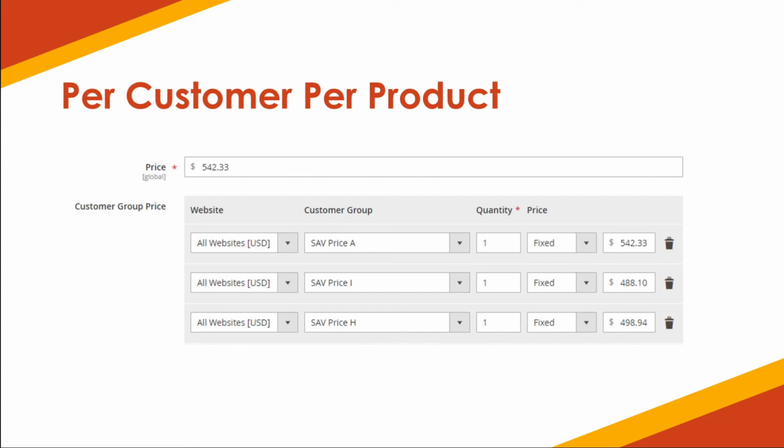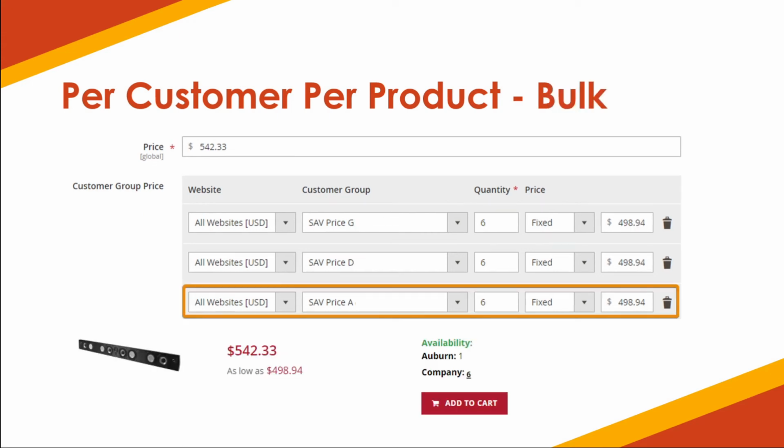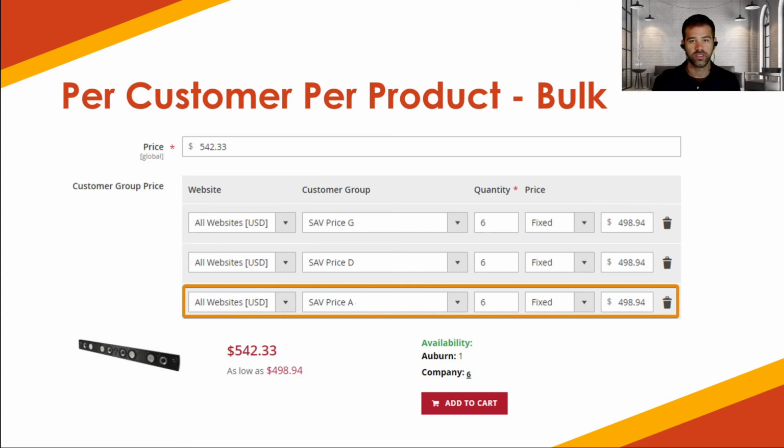We have a particular SKU that we're looking at, and this SKU has a different price for every different customer group. Now that's for a quantity of one. If you wanted to do that for a bulk quantity, you could do something like this. So you have now where for one product, it sells at one price, and then if they buy 6 of a particular product, it drops down to what would be the lowest price perhaps for this product. And that same lowest price applies to all customers in this scenario.